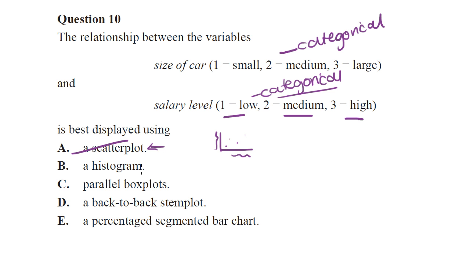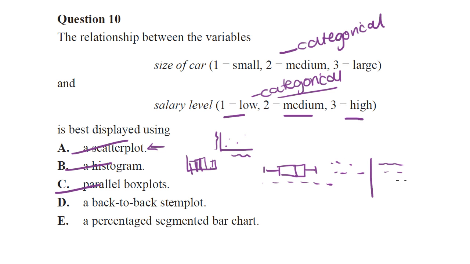A histogram is for numerical information as well. Remember, a bar chart like this has categorical, but it also has a frequency of occurrence. So histograms, where the bars are touching one another, are for numerical data. So it's not that one. Parallel box plots, again, we would need some numerical data because we'd have to put the scale going along here, so it can't be parallel box plots. Back-to-back stem plots, with numerical data coming out either side, again, we would need numerical data.